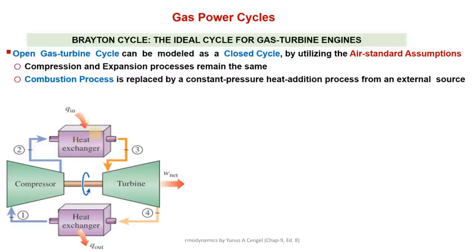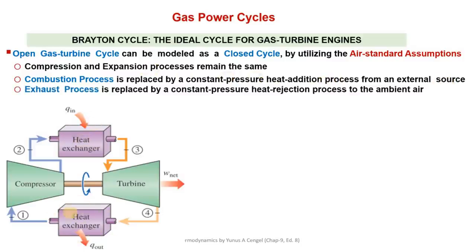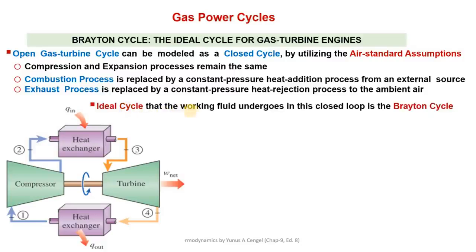The difference is here, the combustion process is actually replaced by a constant pressure heat addition process from an external source. Similarly, the exhaust process is replaced by a constant pressure heat rejection process to the ambient air. So these are the two major changes in this cycle. So the ideal cycle that the working fluid undergoes in this closed loop, this ideal cycle which we have assumed, is known as the Brayton cycle, right?